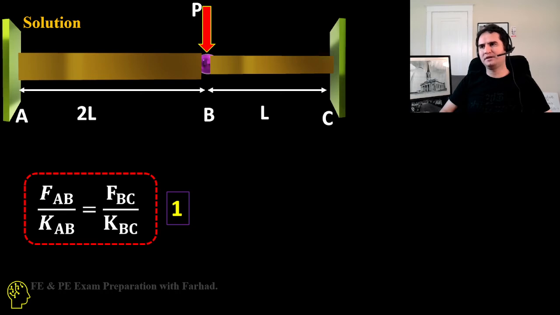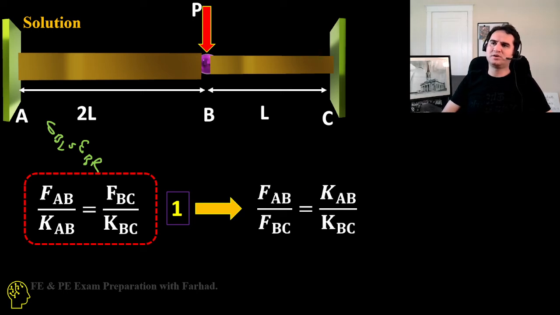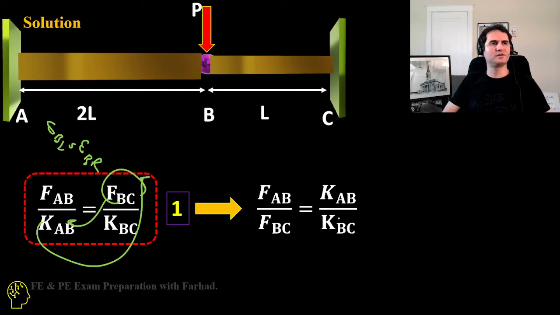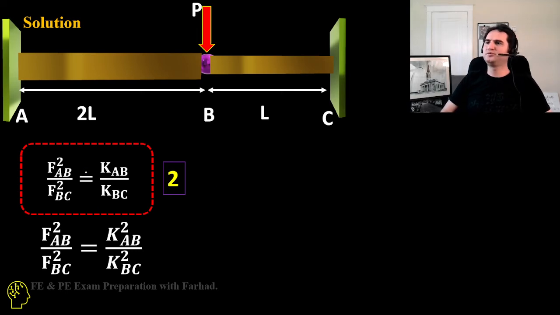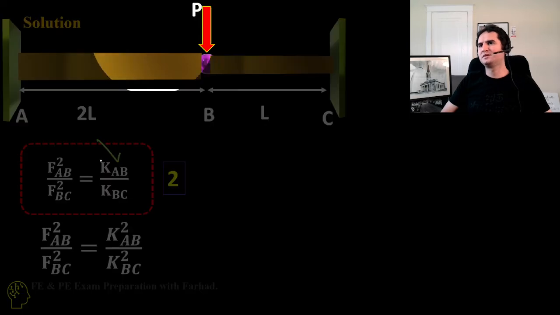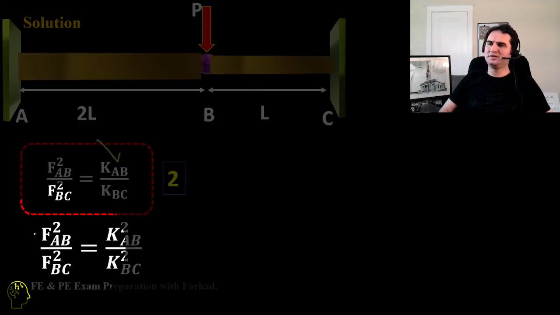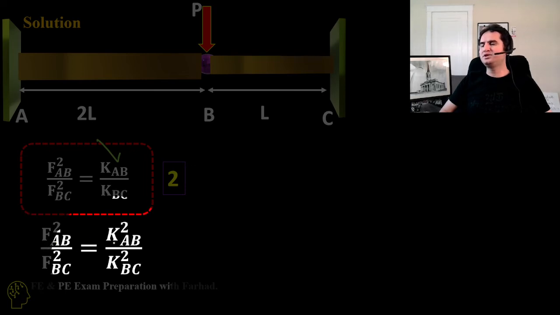From equation 1 we have consistency, so delta B left is equal to delta B right. So FAB over KAB, if we rearrange this based on force, taking FBC down here and this up here, FAB over FBC is equal to the ratio of their stiffness, and if we raise the whole thing to the power of 2, we get this equation. Based on equation 2, F squared AB over F squared BC is equal to the ratio of their stiffness, and based on what we derived from equation 1 and raised to the power of 2, F squared AB over F squared BC is equal to K squared AB over K squared BC.